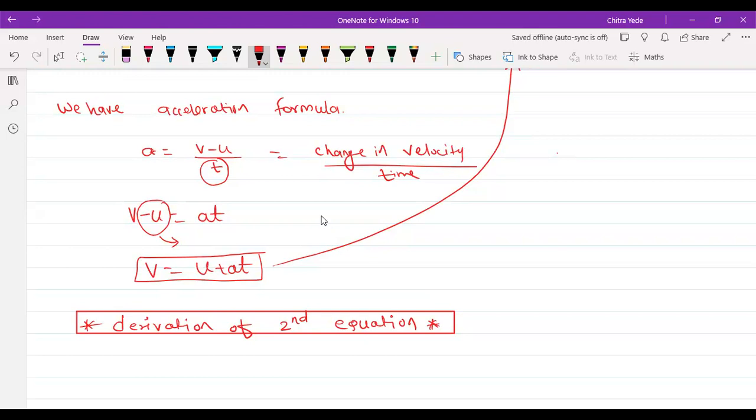Sir, what are these equations of motion used for? Suppose you want to calculate acceleration, so you have to use that. Sir, finding acceleration, we have to use change in velocity by time. See, here we have the first equation we just derived. It is V equals to U plus A T, right?